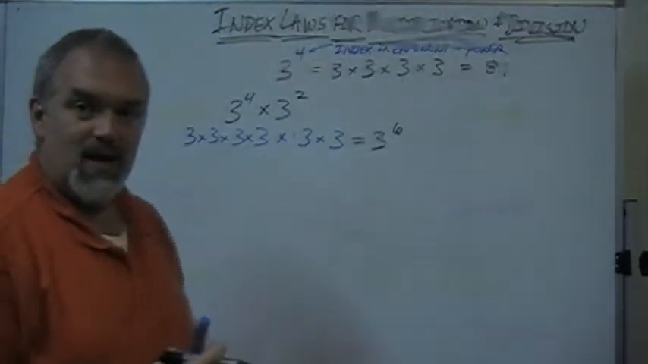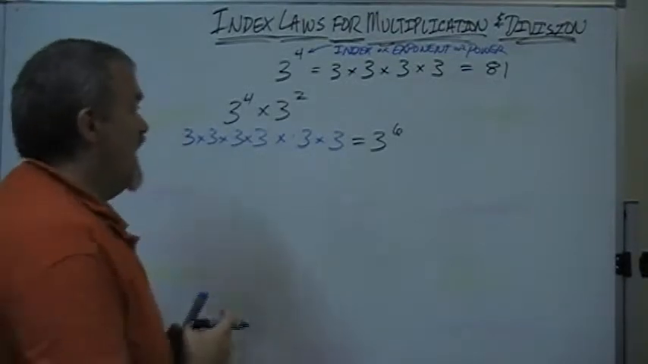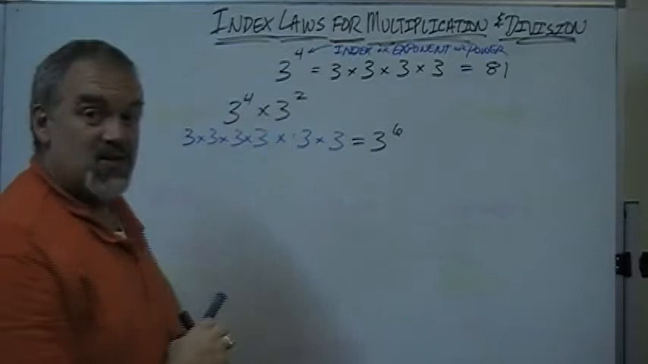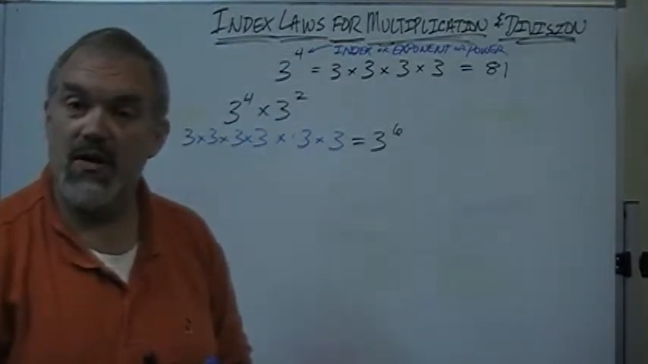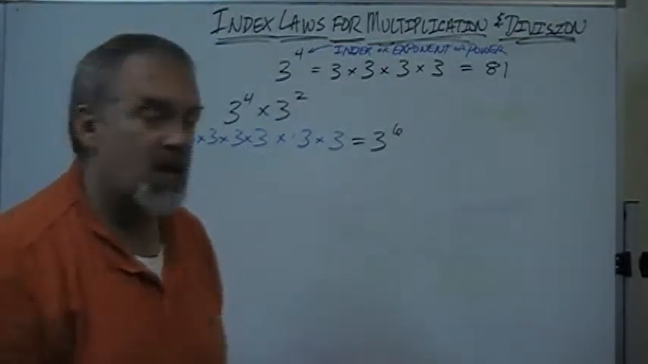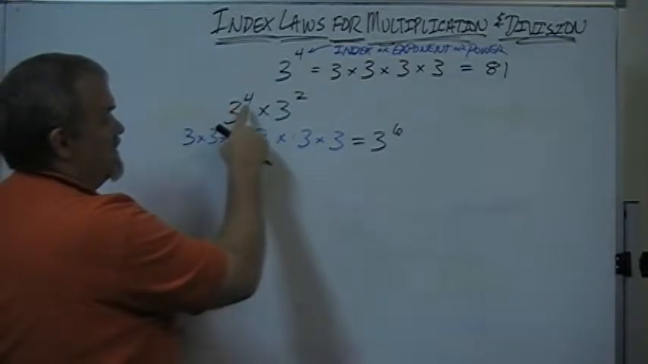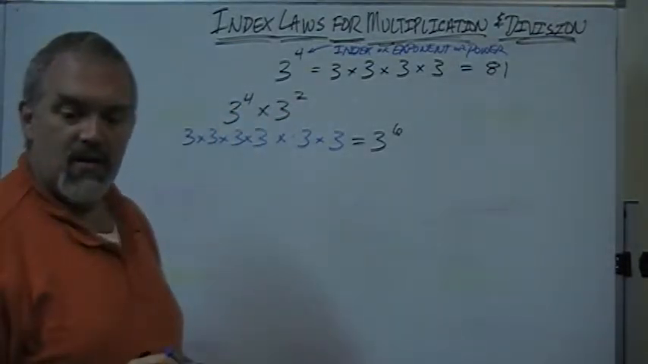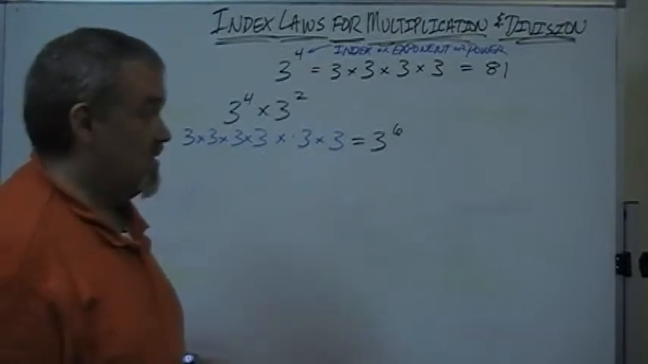Now, you should recognize the pattern here, I hope, and that is 3 to the 4th times 3 squared. The bases are both the same. In order for this to work, the bases have to be the same. If the bases are the same, then what do I do with the exponents? I just add them together. So here's an example. Here's another example.